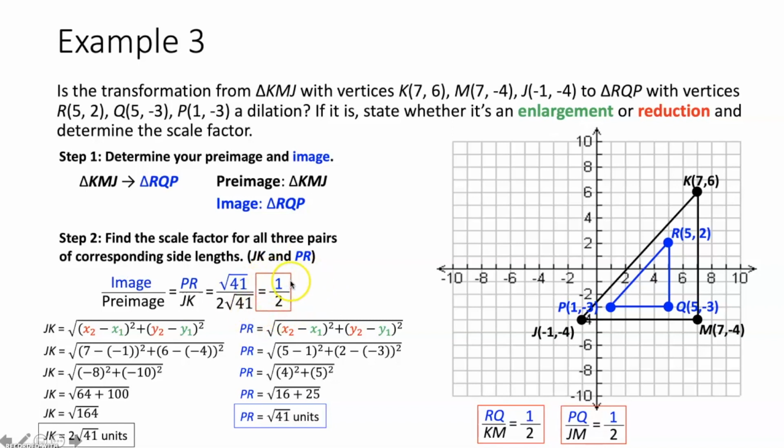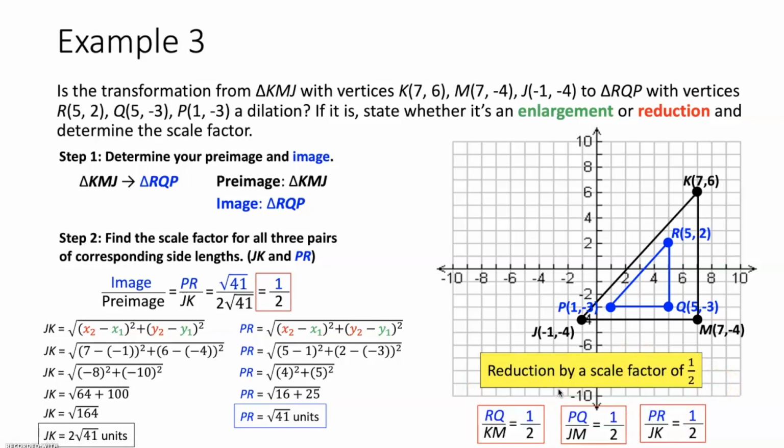But because all 3 pairs of corresponding side lengths have the exact same scale factor of 1/2, we know that our pre-image and our image triangles must be similar to one another by the side-side-side similarity theorem, meaning that this would be a similarity transformation, meaning it would be a dilation. Now the question is, is it an enlargement or a reduction? Well, the scale factor of dilation here is 1/2, meaning it's between 0 and 1, meaning it would be a reduction by a scale factor of 1/2.